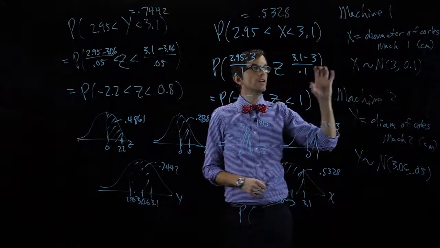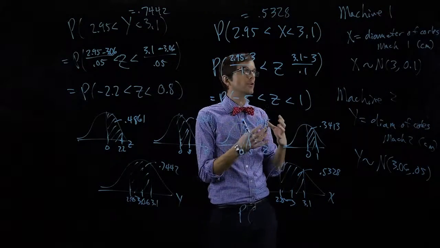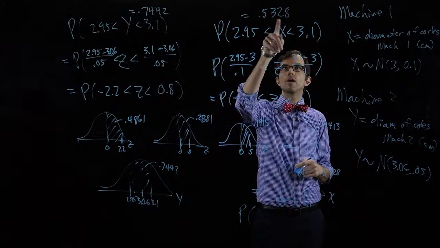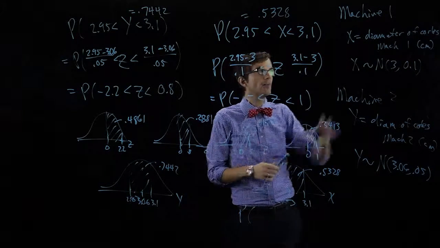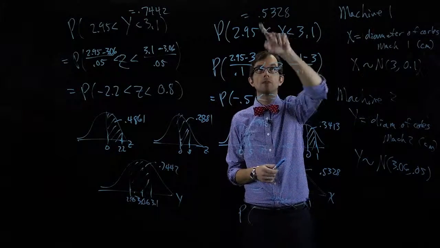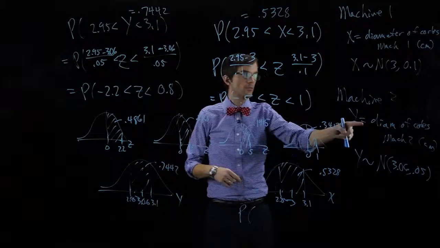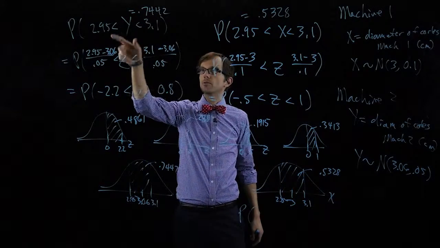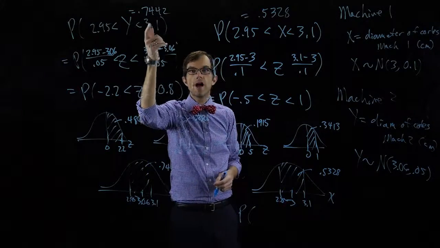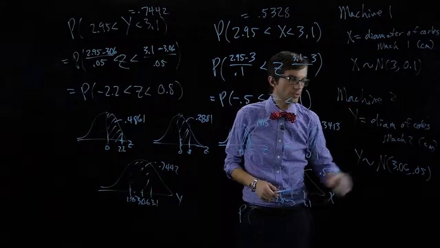So what does this tell us? The probability that we will produce an acceptable cork from machine 1 is 0.5328. Only roughly half the time are we producing an acceptable cork from machine 1. The probability of producing an acceptable cork from machine 2 is 0.7442. Three quarters of the time, we're producing an acceptable cork from machine 2.